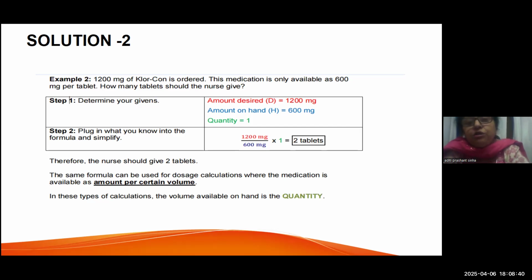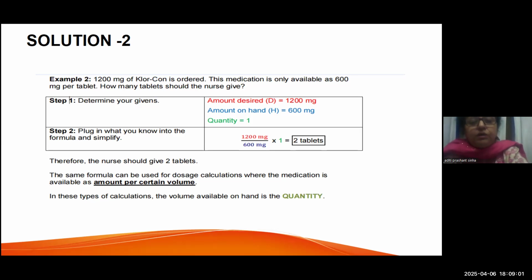So determine your givens, that is desired is 1200 mg and amount in hand is 600 mg, and you have quantity 1 tablet. So plug in what you know into the formula and simplify it. That is 1200 milligram divided by 600 milligram into 1. That comes as simplified 2 tablets.